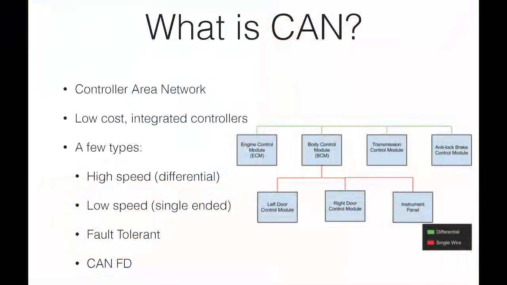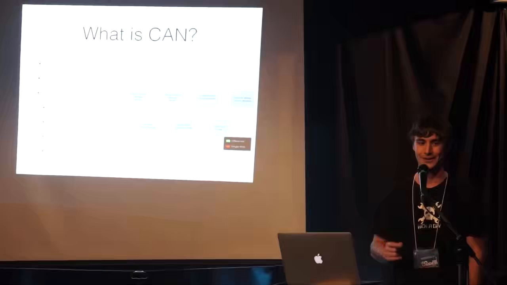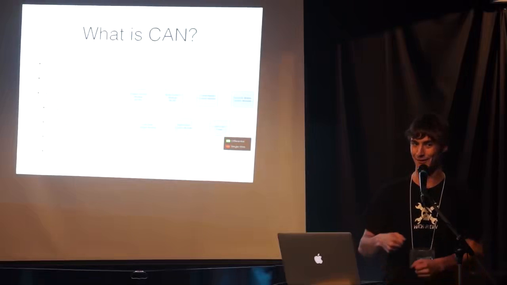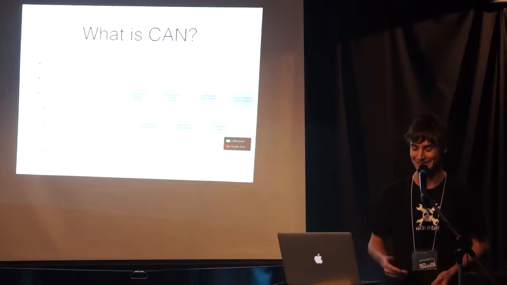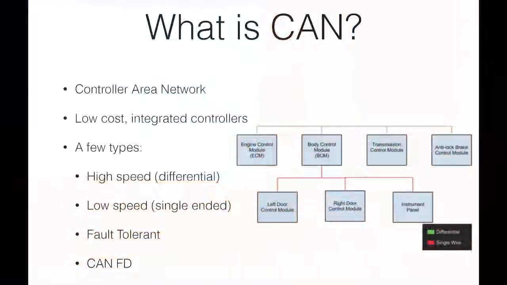There's fault-tolerant CAN. This is actually a really cool one. You'll see it mostly in airbag modules. The way it works is it's differential CAN, but if you cut one wire, it becomes single-wire CAN. And then there's this CAN flexible data thing. It's new and nobody uses it yet, but it's going to address some of the issues.